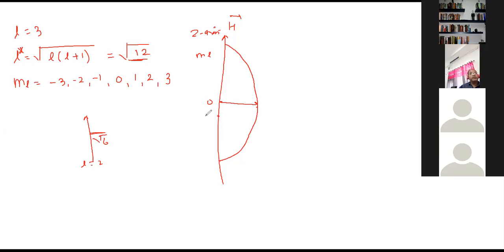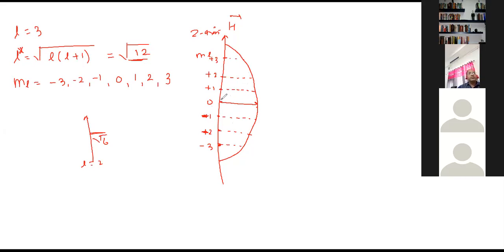Similarly, you have to go for plus 1. You have to go for plus 2. Sorry, here it is minus. This side it is minus, below 0. This is minus 3. But here in the positive direction it is plus 1. Here it is plus 2. Here it is plus 3. So you have to just draw these perpendiculars over here on the orbit. Is it right? Yes.